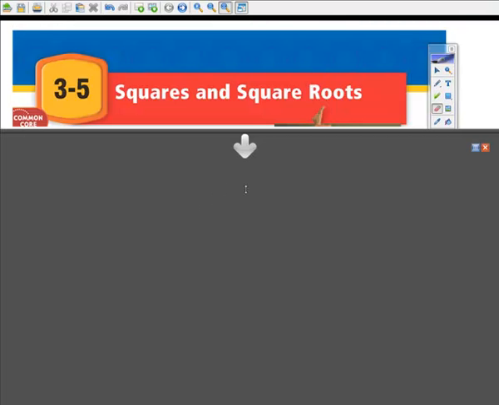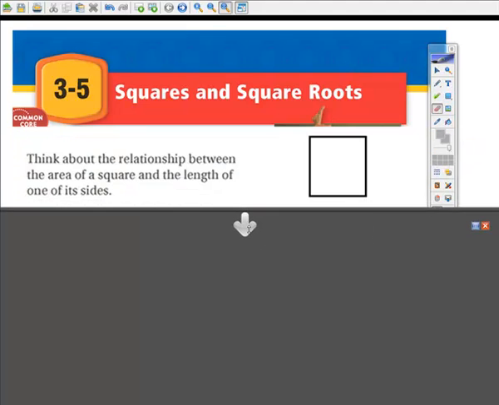This is lesson 3.5, squares and square roots. Let's think about the relationship between the area of a square and the length of the side. Now we've talked about this before. The area formula for a square is side times side. So for example, let's say that this square is 36 centimeters squared. That means it would take 36 little centimeter squares to cover this particular square that I've drawn.